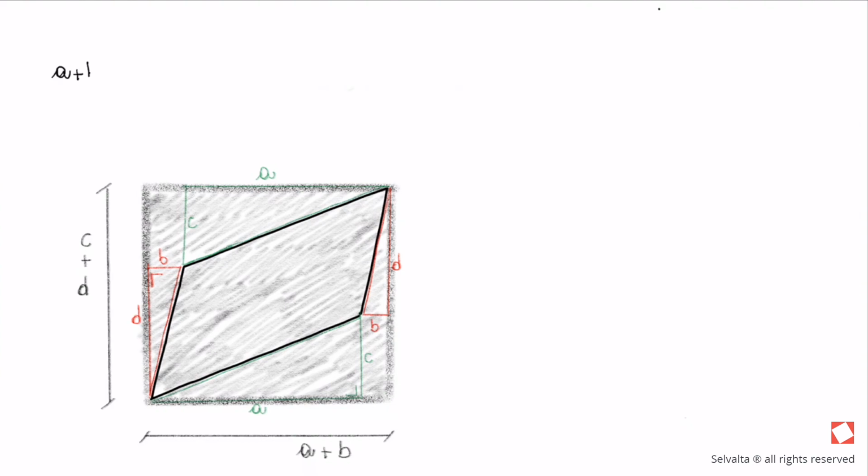We will multiply A plus B times C plus D, basis times height, obtaining A times C plus A times D plus B times C plus B times D. Well, that gray area is made by different parts. We can also calculate the components of that area.